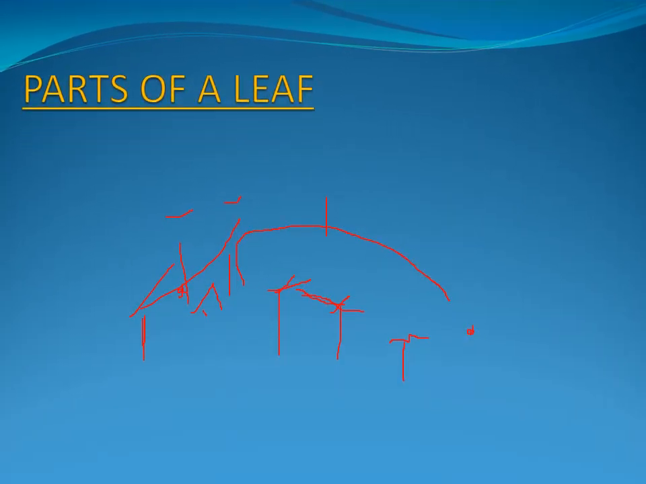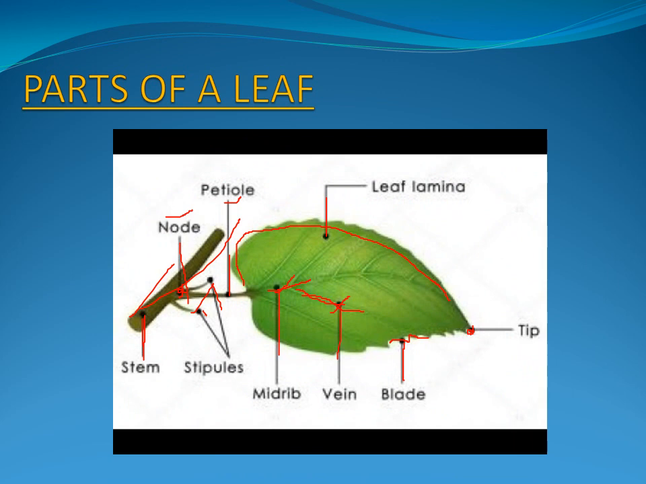So parts of a leaf is our next topic. Here we can see the node and stem. I think you all can see me. This is the node, and this is the stem, and this is the stipules, and this is the petiole, and you can see a midrib over here. Then we move to the next one.